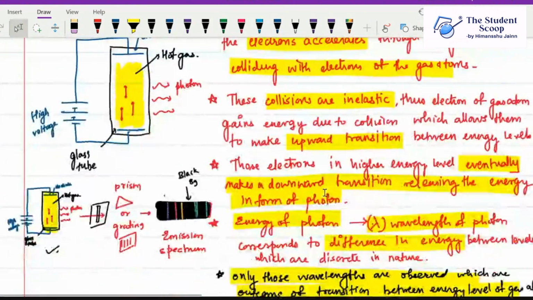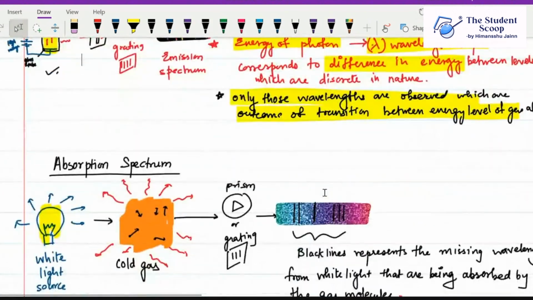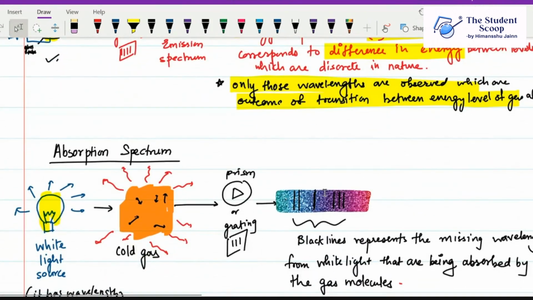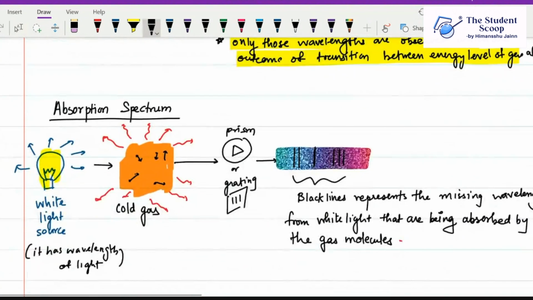Now, apart from that, we have the absorption spectrum. In the absorption spectrum, we have a white light source. When I say white light source, it means it has all the wavelengths that we can think of. Now, when we pass that white light through a cold gas, the cold gas atoms will absorb the wavelengths which can make a transition possible between any two energy levels for the gas atoms.